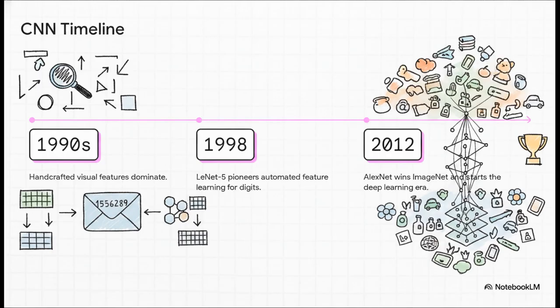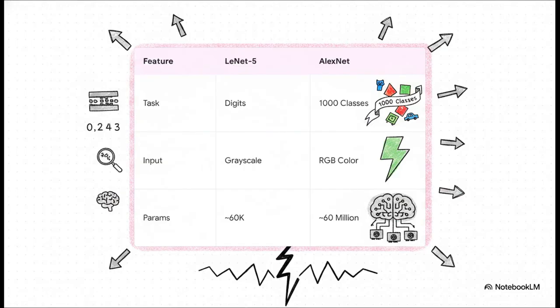The true explosion? That happened in 2012 at the ImageNet competition, where an algorithm was tasked with classifying 1 million images into 1,000 different, highly complex categories. But the real, mind-blowing leap forward was the sheer scale of it all. By leveraging GPUs and 60 million parameters, AlexNet crushed the competition and proved CNNs could handle real-world, high-res color images.